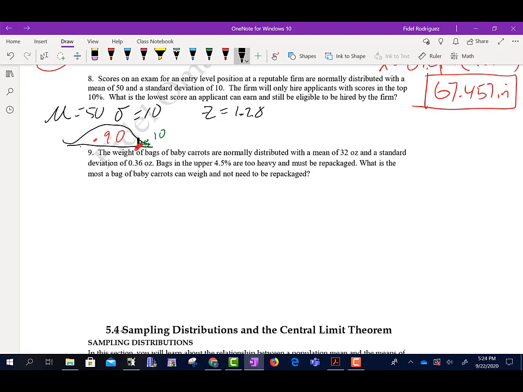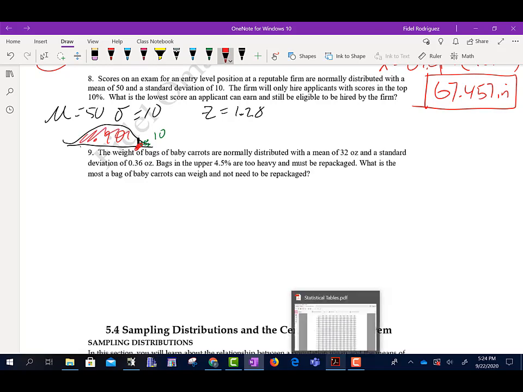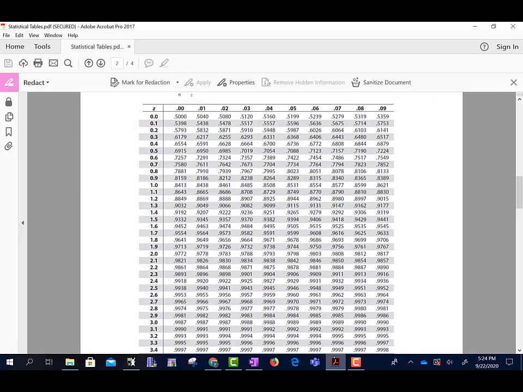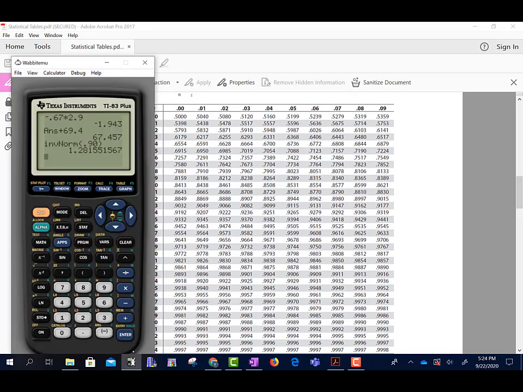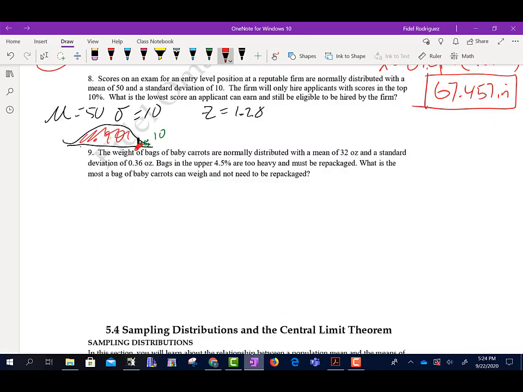Now, guys, the one thing I want to mention is that the reason why I'm always interested in the area to the left this way is, number one, if I use my chart, it always tells me the area to the left. If I use my calculator to do my inverse norm, it's always telling me the area to the left, okay? So that's why I'm always concerned about my area to the left. So I just wanted to give you a heads up on that.